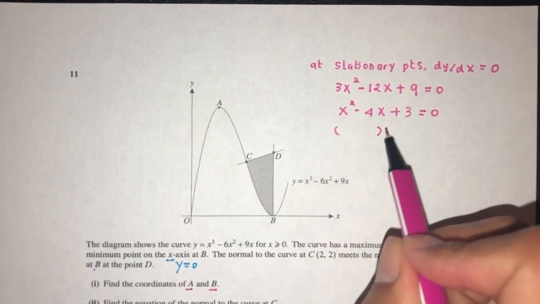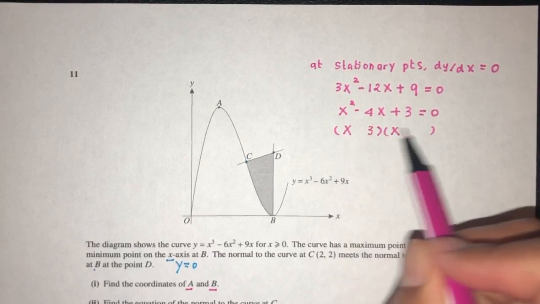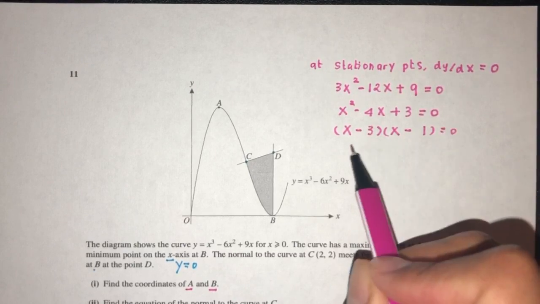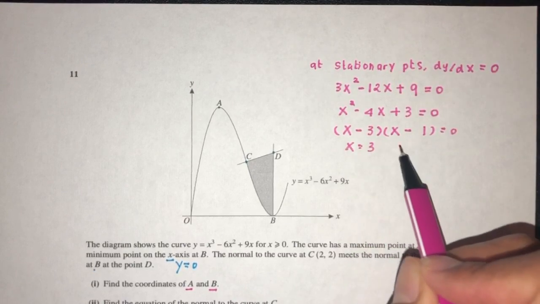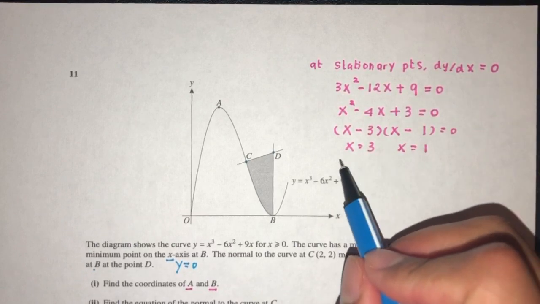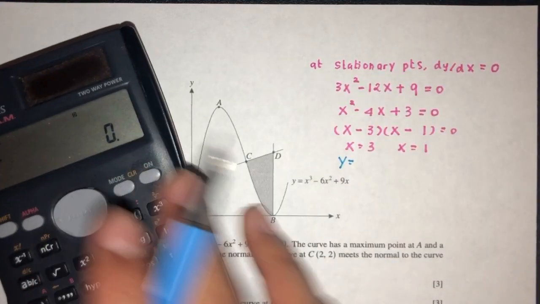Now we can factorize, obviously. x times x, and 3 is 3 times 1. We need minus 4, so that has to be minus 3 minus 1. So x will have to be 3, and x has to be 1. Now, for these values of x, let's find the value of y. Replace back in the equation.